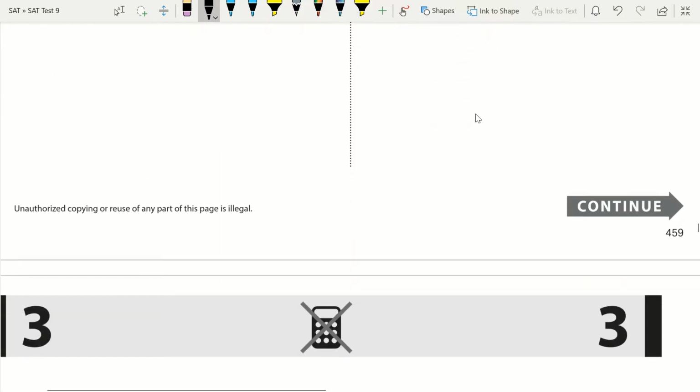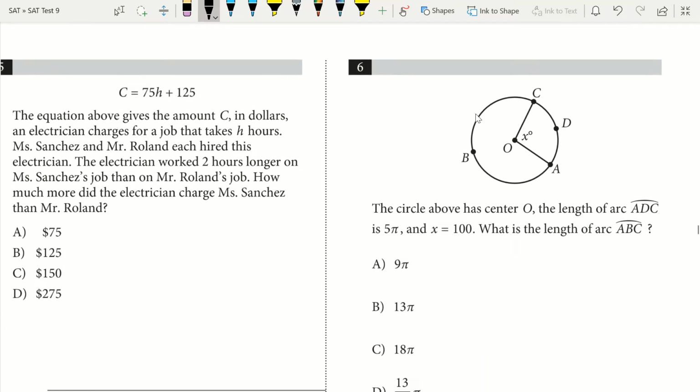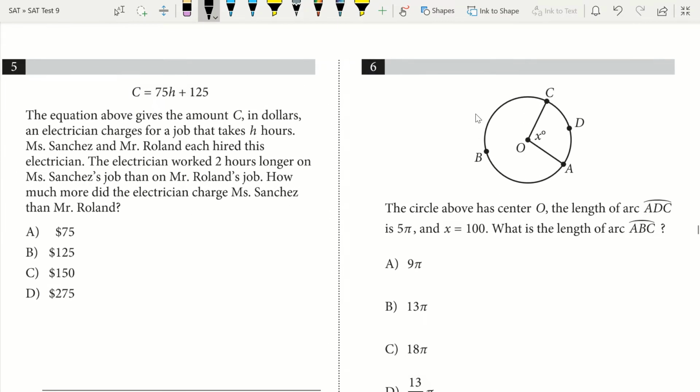All right, question 5. The equation above gives the amount C in dollars an electrician charges for a job that takes H hours. Ms. Sanchez and Mr. Rowland each hired this electrician. The electrician worked 2 hours longer on Ms. Sanchez's job than Mr. Rowland's job. How much more did the electrician charge Ms. Sanchez than Mr. Rowland?